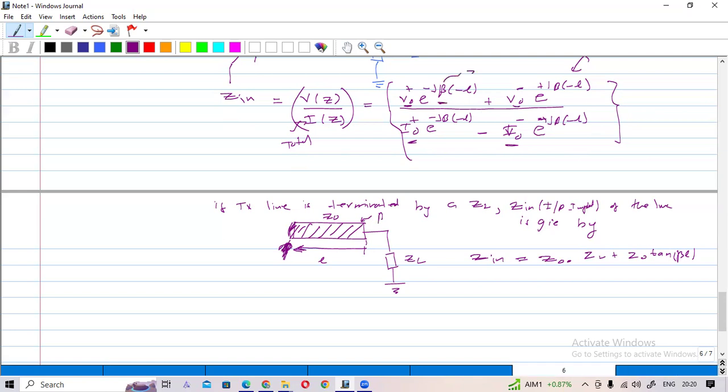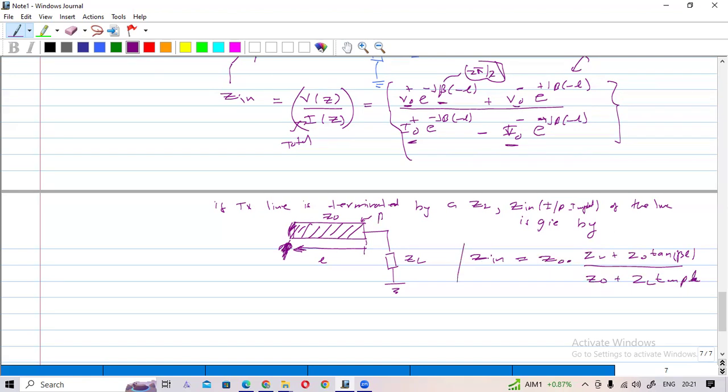You know that beta is equal to 2 pi over lambda. Tan beta L divided by Z0 plus ZL tan beta L. This is a very important equation. We call this the transmission line impedance equation. Next week we need to do some derivations using this transmission line impedance equation.